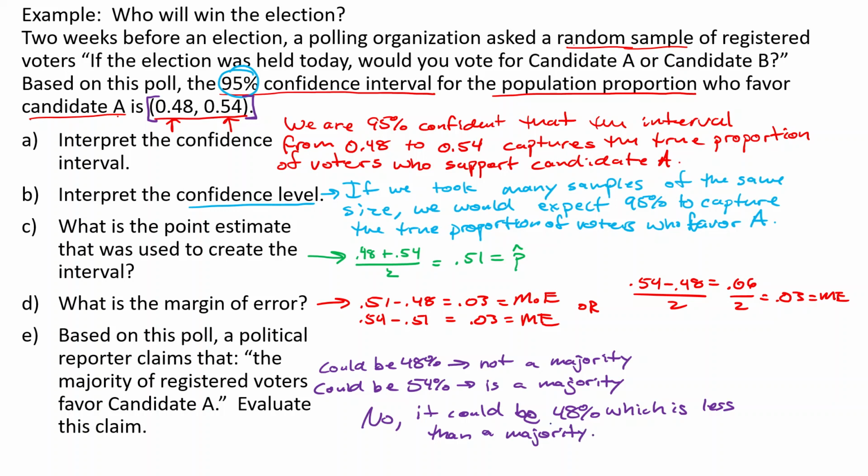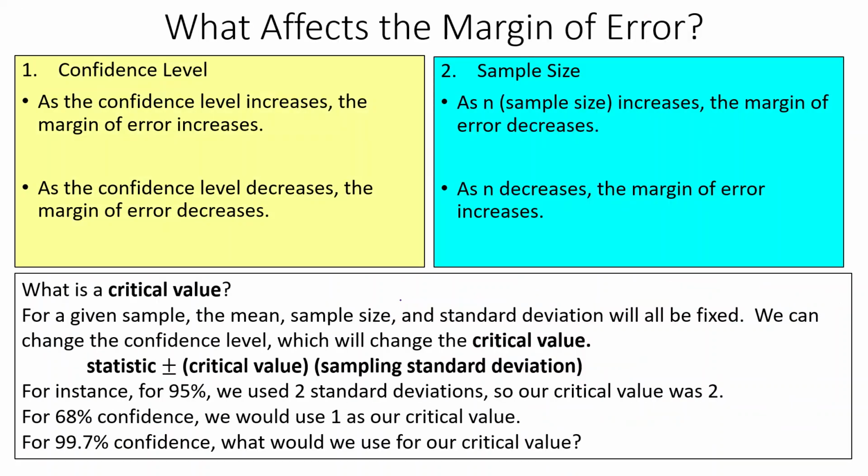And any point in that interval is just as plausible. Doesn't matter if more of the interval has 50%. Any point in that interval will count against it. All right, so let's see. What affects the margin of error?